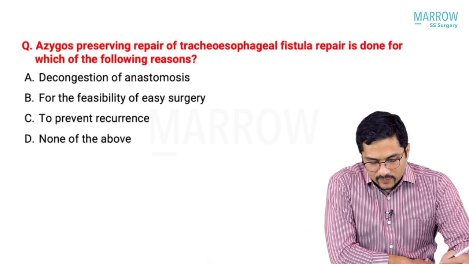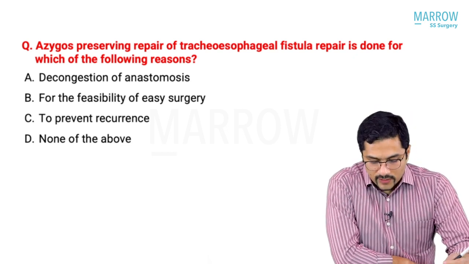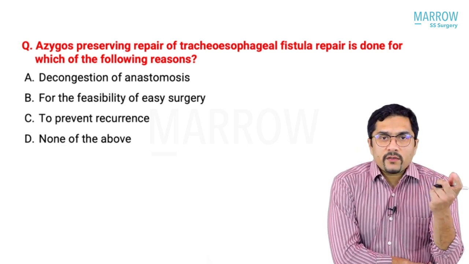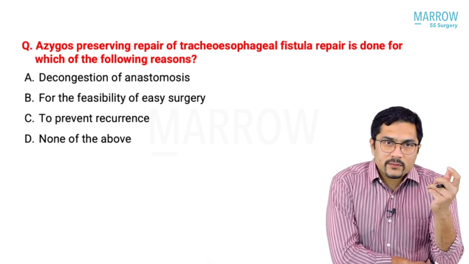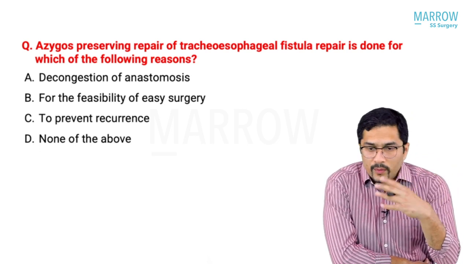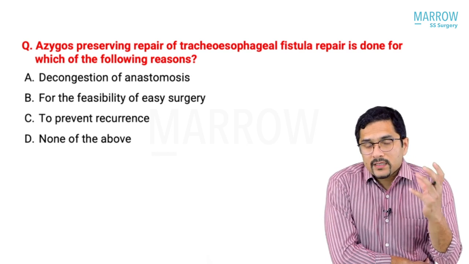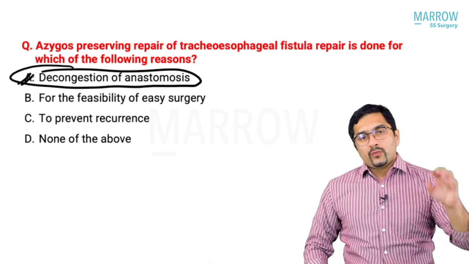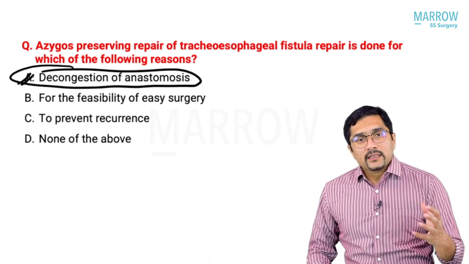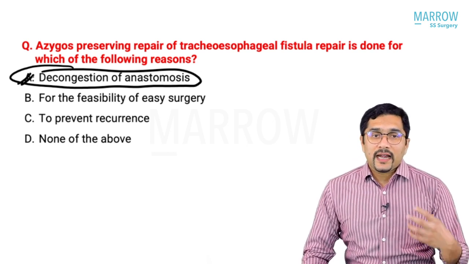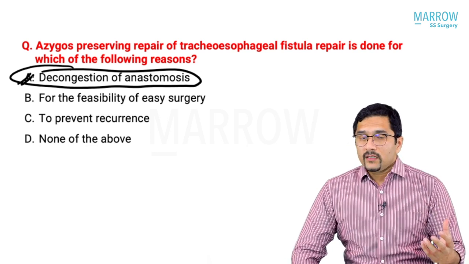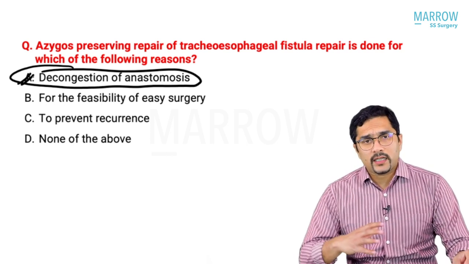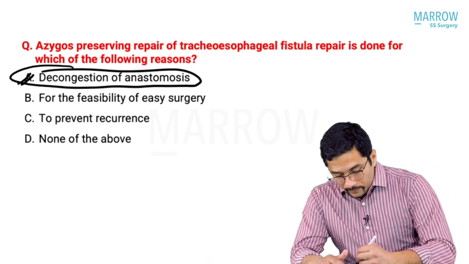There was a question: Azygos preserving repair of tracheoesophageal fistula is done for which of the following reasons. So when you are repairing a tracheoesophageal fistula, majority of the times the azygos vein was being ligated, right, to approach the fistula. But azygos preserving is done to decongest the anastomosis, and what they've seen is that if you preserve the azygos vein, then there is less edema in the anastomosis and the chances of anastomotic leak are less. So to decongest the anastomosis, reduce the risk of anastomotic leak, we do an azygos preserving repair.